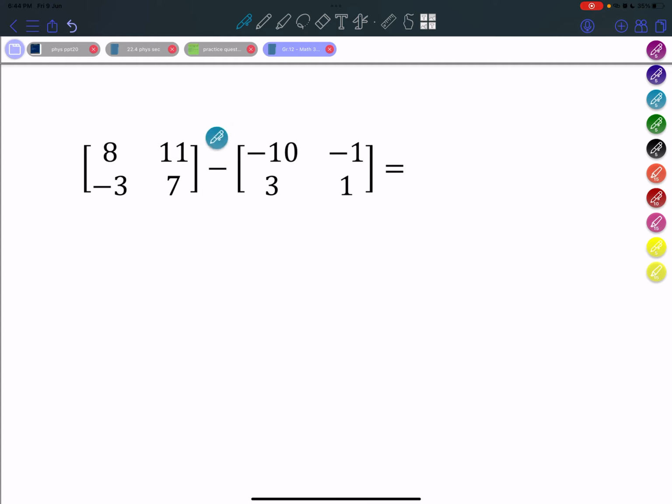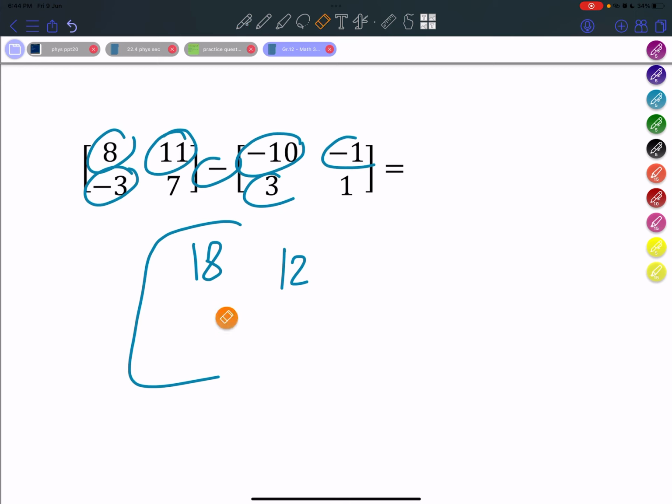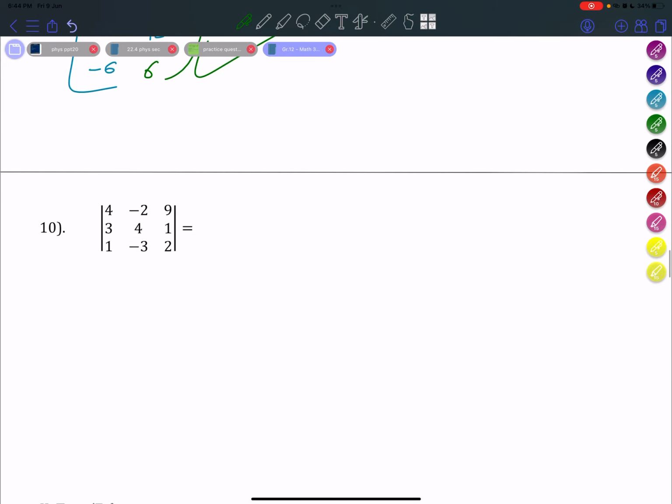Subtraction. Okay, so let's write it here. So 8 minus 10, meaning that it will be plus. So 8 plus 10 will be 18. Okay, so this is 18. Then 11 minus 1. Again, minus and minus will be plus, so 11 plus 1, obviously 12. Negative 3 minus 3 will give us negative 6. And finally, 7 minus 1 will give us, surely, 6. So this is our answer.